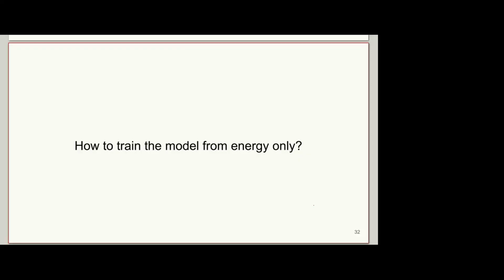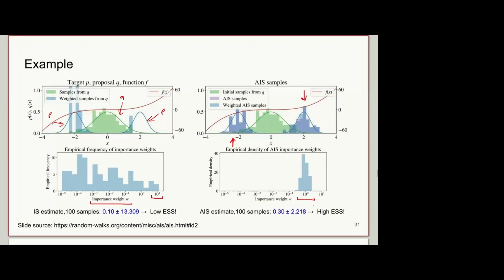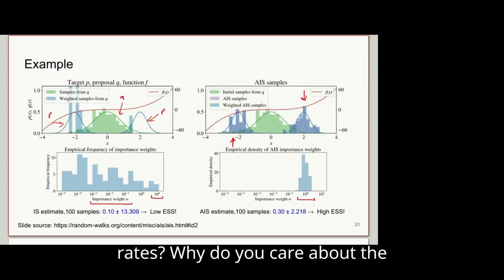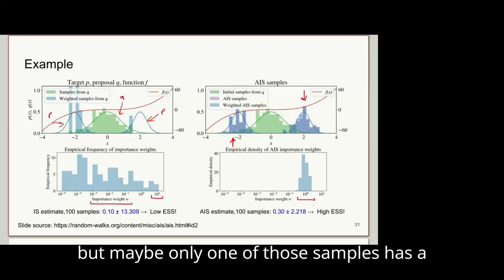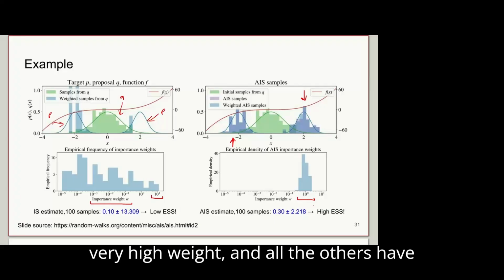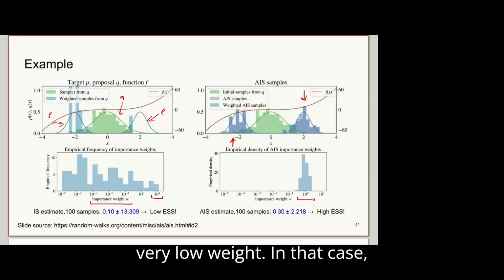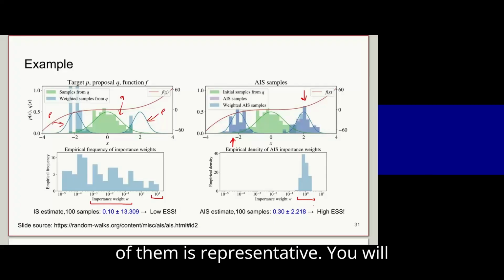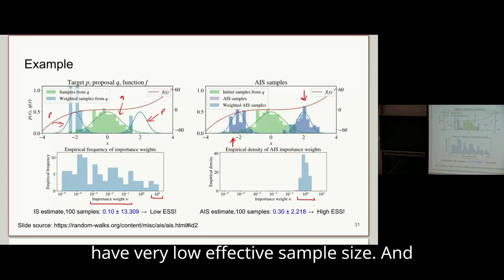Yes, one question. Why do we care about the variance of these weights? The variance of the weights is going to be related to something called effective sample size. So effective sample size will be, you draw maybe 100 samples, but maybe only one of those samples has a very high weight, and all the others have very low weight. In that case, your effective sample size is 1. Even though you generate 100 samples, only one of them is representative, so you will have very low effective sample size.